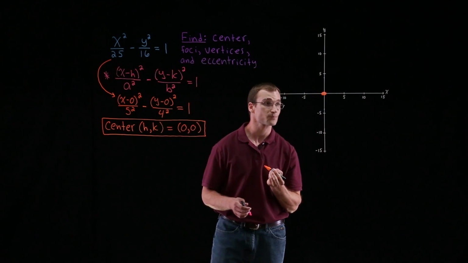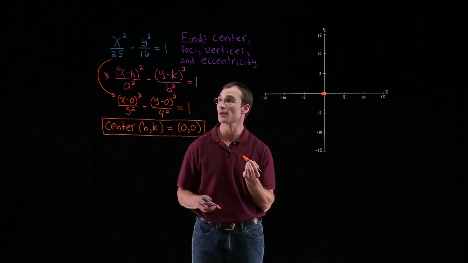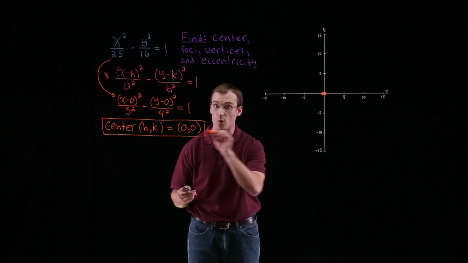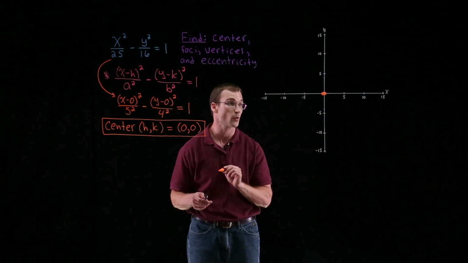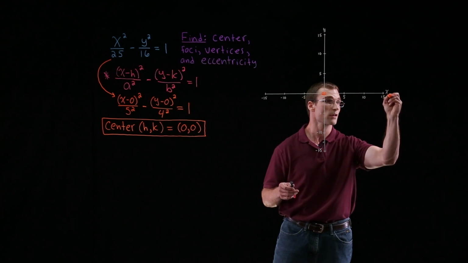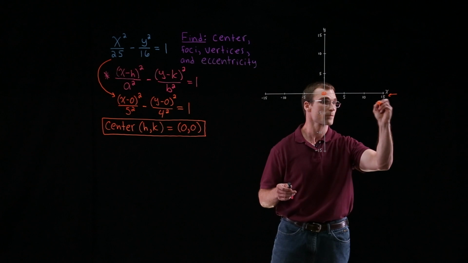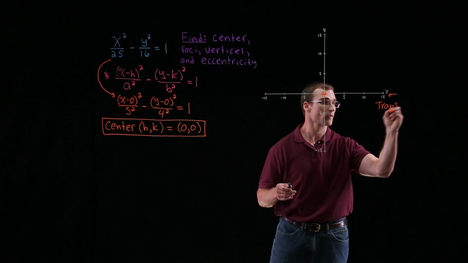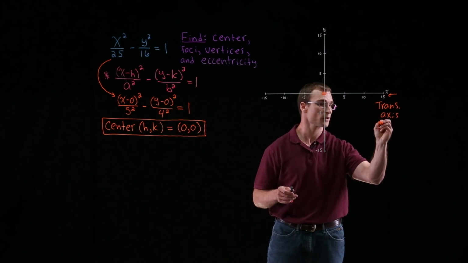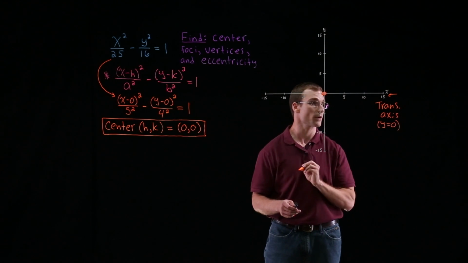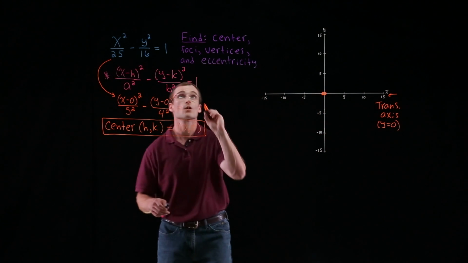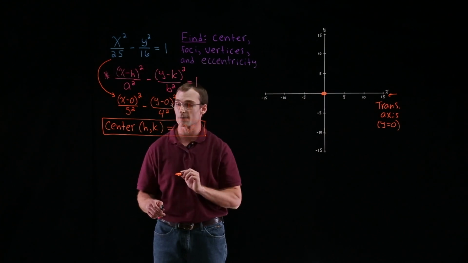One other thing this tells us about the hyperbola is that with the negative on the y, the transverse axis is going to run horizontally, and it also runs through the center point. So with the center at the origin, our transverse axis is going to be the x-axis, or the line y equals 0. That's going to help us with our vertices in just a moment. So, going a little bit out of order, we found the center. Next, let's find the vertices.